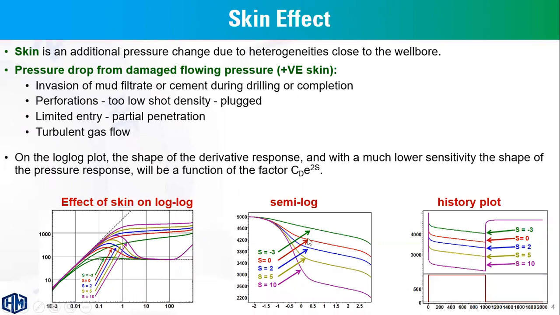Also, skin will affect the semilog plot. So if we have low skin, the deviation from the semilog straight line will be very low. While in this model, we have a very high deviation from the semilog straight line. Also, for the history plot, if we have high skin, as you can see, we will have a very high pressure drop during this interval, or this drawdown interval. While for negative skin, the pressure drop is very low during the drawdown.